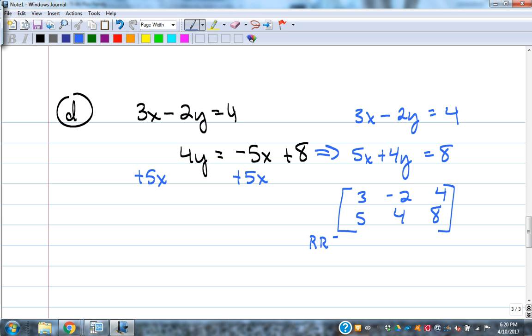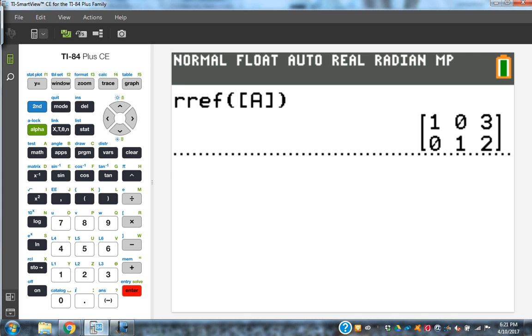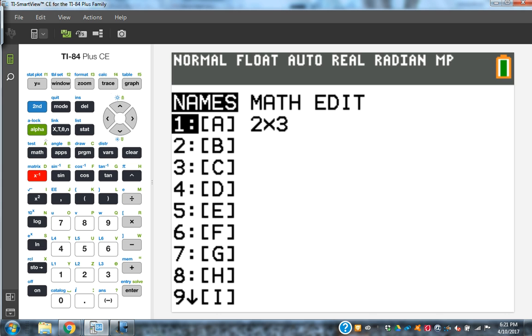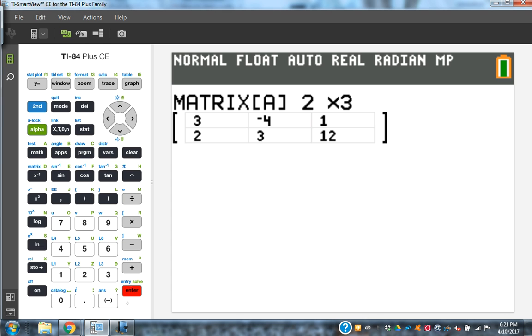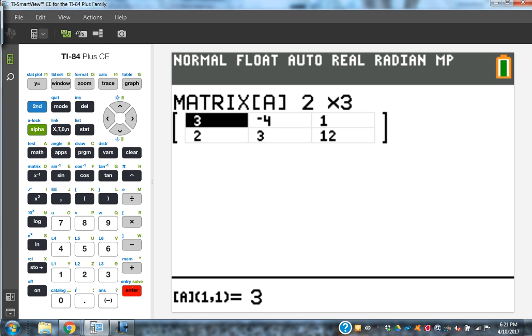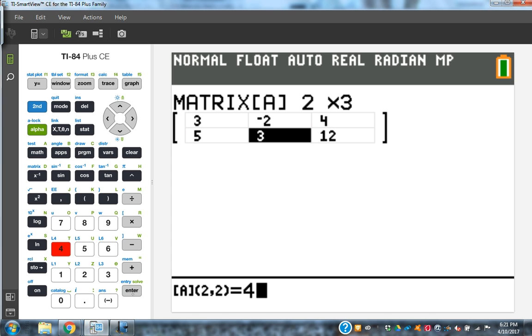And again, we're going to do RREF on that matrix. And so I'll click back over there so you guys can still see that. So we're going over to calculator. We're going to hit second matrix. We're going to edit, and I'm just going to edit matrix A. It's a 2 by 3 again, and then I'm putting in that system. We got 3, -2, 4, and then 5, 4, 8.